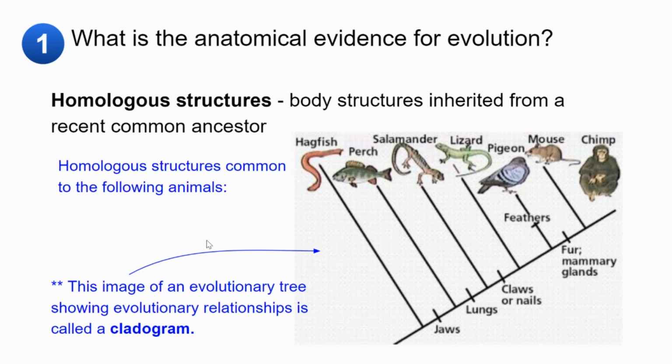Here we see an evolutionary tree called a cladogram with only a few species represented. On this cladogram, we can see jaws evolved at this point in time right there, if you can see my mouse. That implies that everyone who evolved after this point in time should have inherited jaws from this ancestor. So jaws would be a homologous structure for the perch, salamander, lizard, pigeon, mouse, and chimp. We could use that same understanding for any of the other homologous structures listed on this cladogram.